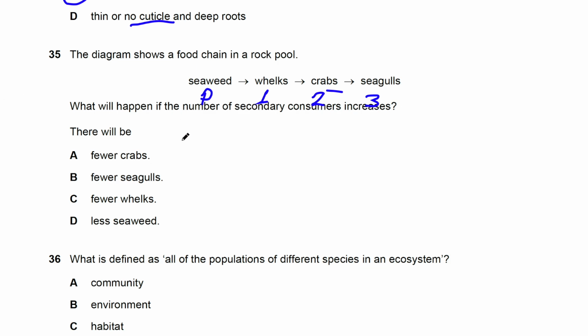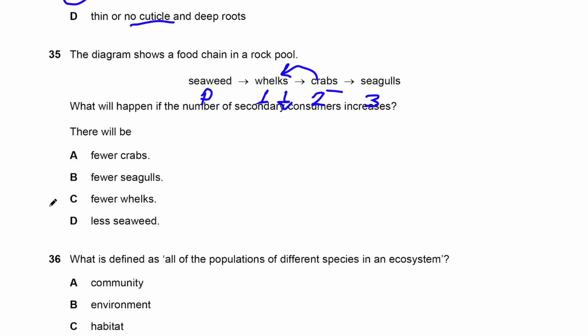If the number of the secondary consumer increases, what will happen? The crabs feed on what? On whelks. So the number of whelks will decrease. As simple as that. So fewer crabs, sure not. This is against even the information. Fewer seagulls, no, because the crabs number will increase. So the source of their food will increase.